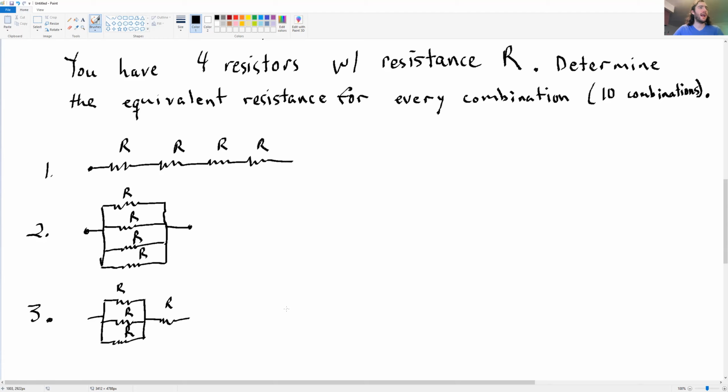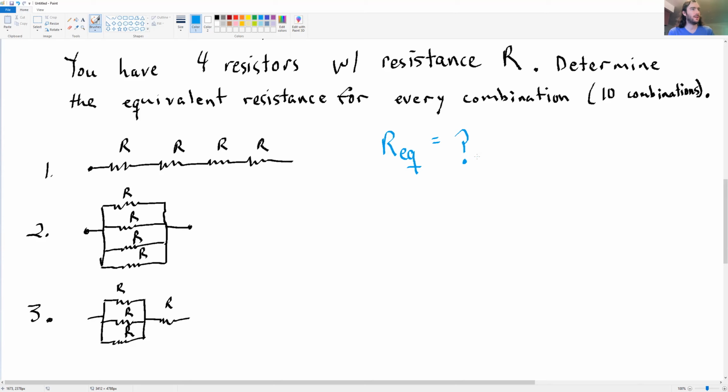And all of your answers for REQ will be given in terms of R. Okay, so some fraction times R, some number, right? We're looking for REQ. So does anybody have any questions about what we're doing before I put you guys into your groups?